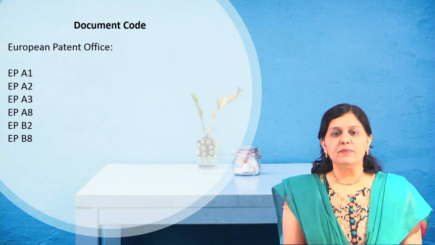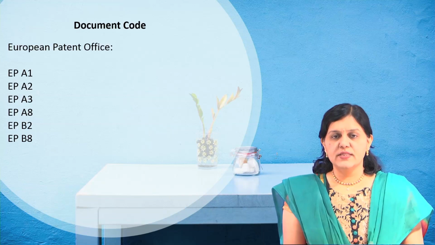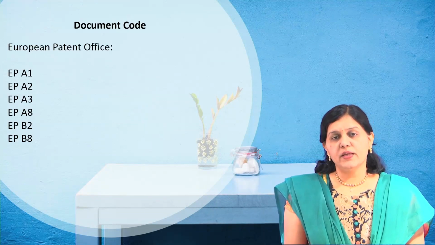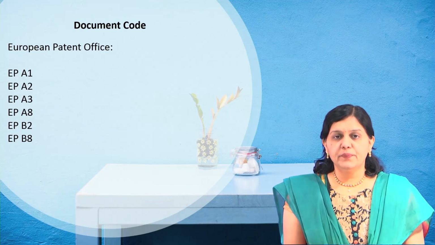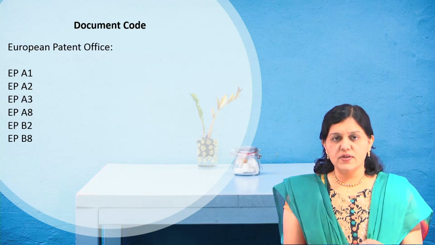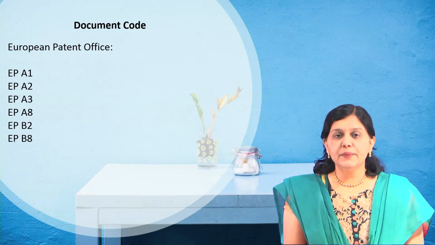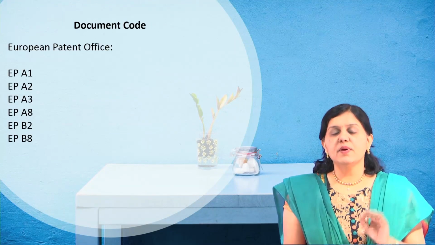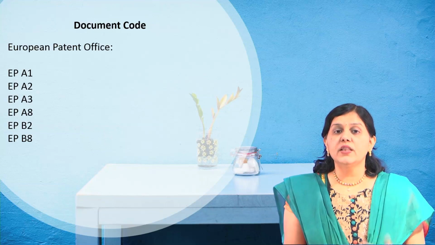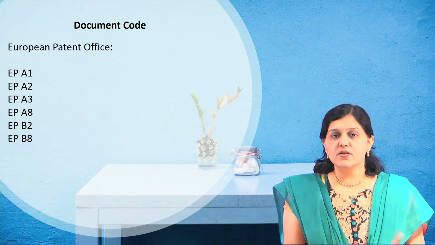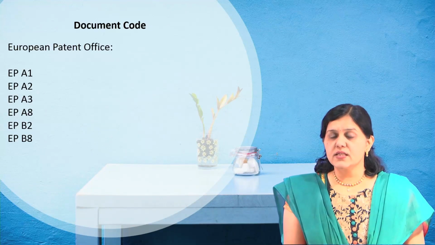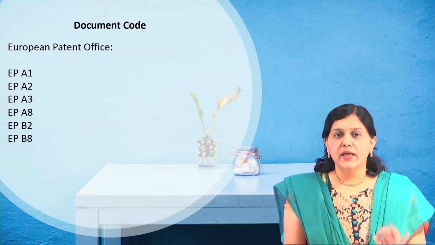Here is another example we will take, the European Patent Office. How is the code system followed in the European Patent Office? EP, that is the European Patent Office. A1 is the publication of an application with a search report, that is EP A1. EP A2 is the publication of the application without a search report. So, first is with search report, A2 is without search report.